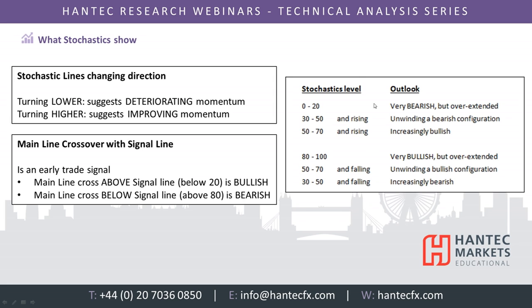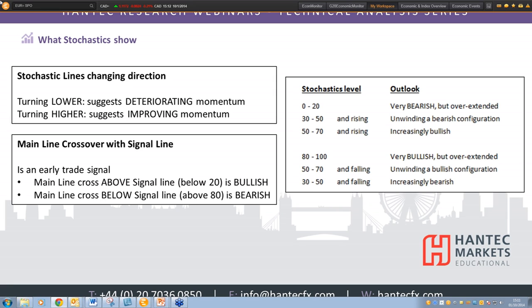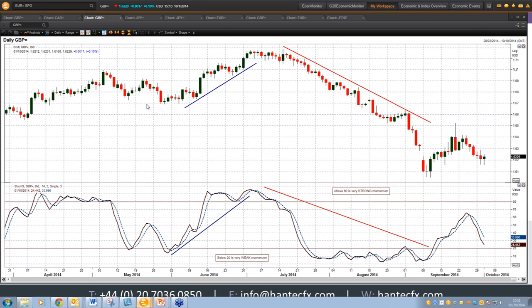And there's a little bit of a table here that summarizes the whole situation, as I said, in the most basic form. So when you're between 0 and 20, that's incredibly bearish momentum. When you're 30 to 50 and rising, that's sort of unwinding a bearish configuration. And between 50 and 70, you're increasingly bullish. And I will show you a little bit on the charts now.